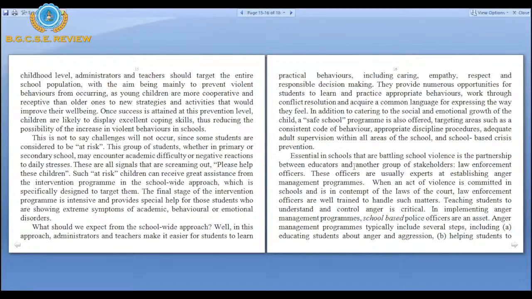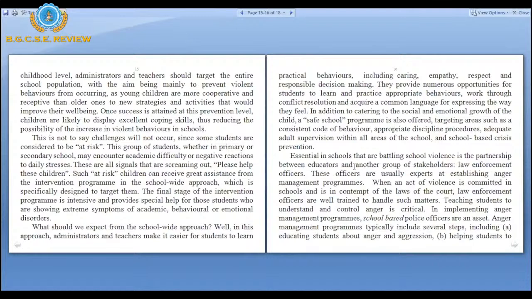Essential in schools that are battling school violence is the partnership between educators and another group of stakeholders, law enforcement officers. These officers are usually experts at establishing anger management programs. When an act of violence is committed in schools and is in contempt of the laws of the court, law enforcement officers are well trained to handle such matters.